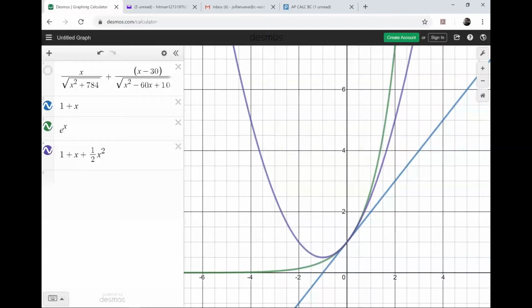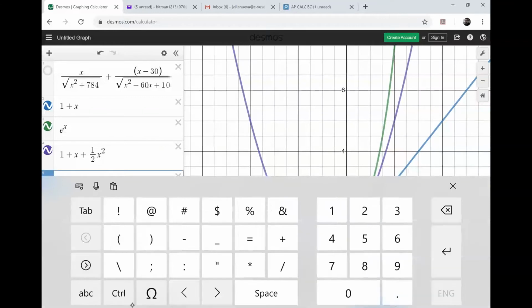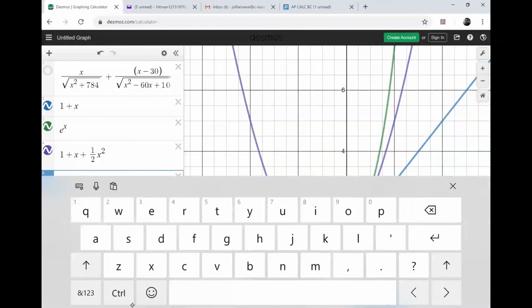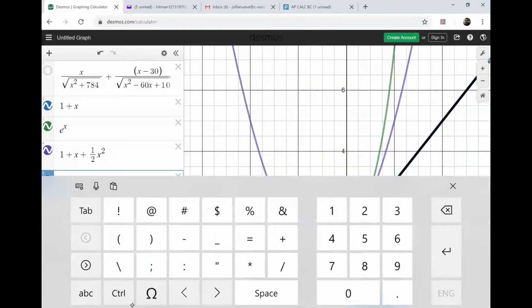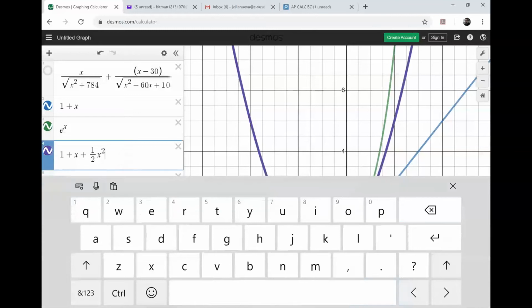And if I do a third power, then it's going to get even better. I'm not going to do that, but if I were to do something with the third power, let's see, 1 plus x plus half x squared. Oops, wait a minute. It's in the wrong place.